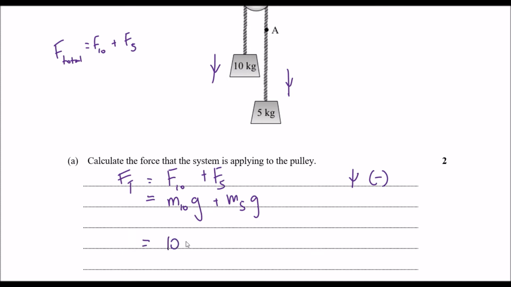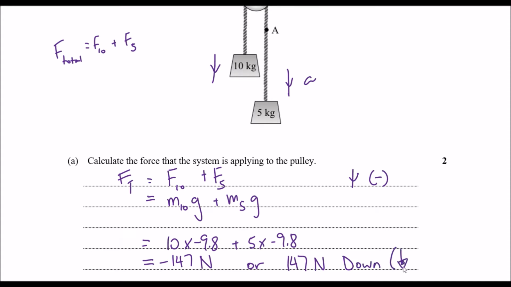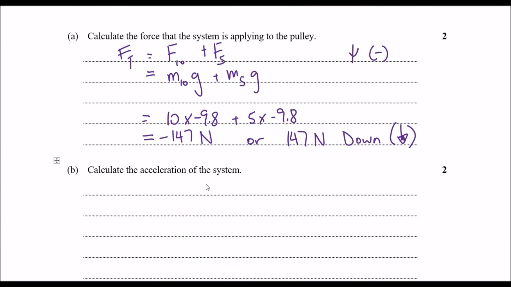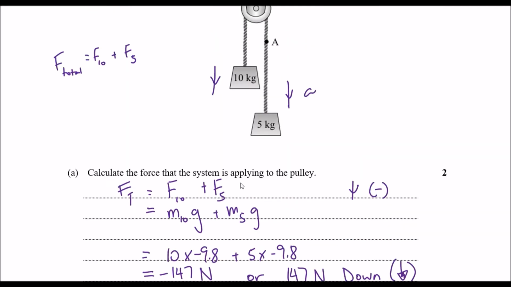So we have a mass of 10 times negative 9.8, because that's where the acceleration is going, down that way. And then we have 5 times negative 9.8 as well. That gives us an answer of approximately, put it in the calculator, negative 147 newtons, or you could say 147 newtons down. Maybe if you're more a symbols type person, you might even write the symbol. Wonderful. Next we go to is calculate the acceleration on the system.